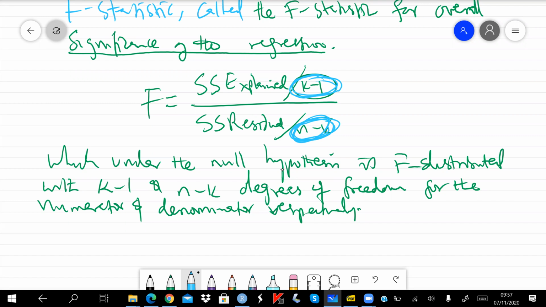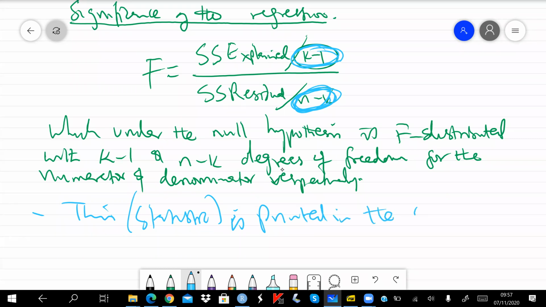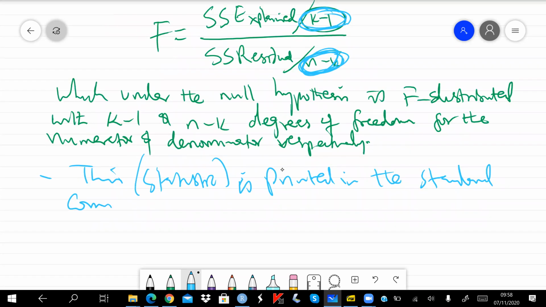So I'll be showing you the F tables in a short while, and you can see how to use them. But before you do that, let's say that the F statistic, this statistic, is printed in the standard computer output in regression analysis.